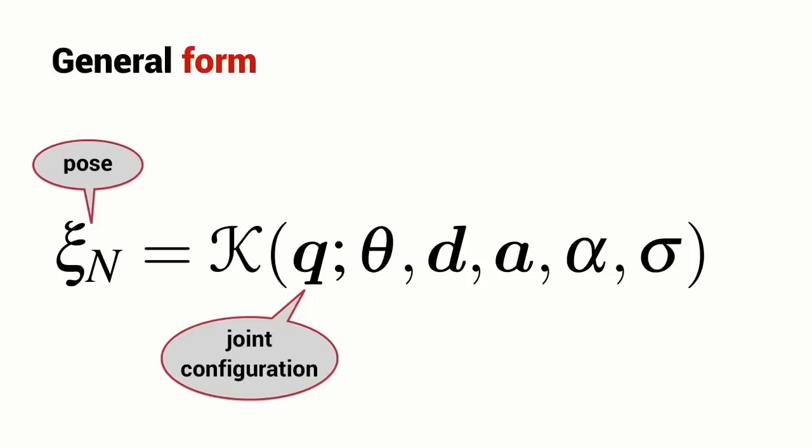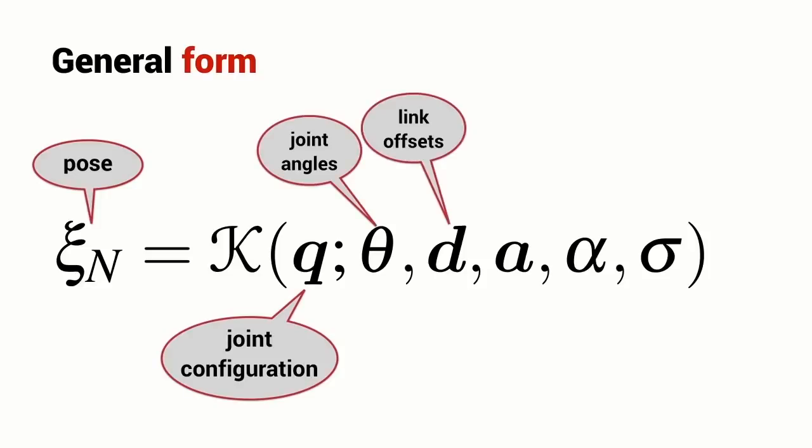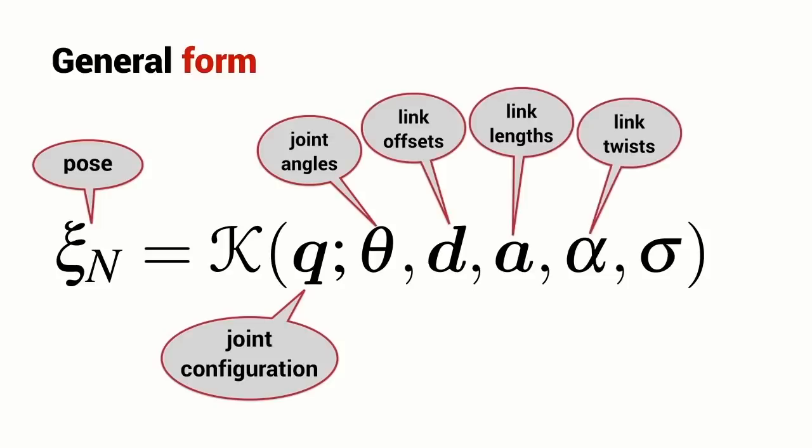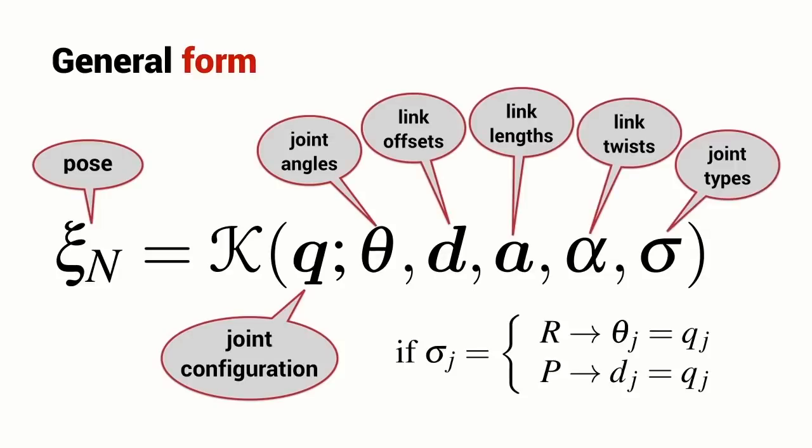So to use a very general mathematical notation, we can say that the pose of an n-joint robot, which I'm going to write as ξ_n, is a function, and the function is K, and K stands for kinematics, a term that we will define concisely shortly, and it's a function of the joint configuration. That's the vector q of the n joint variables, and they might be angles or they might be lengths in the case of a sliding joint, a vector of joint angles θ, a vector of link offsets d, a vector of link lengths a, and a vector of what are called link twists α, and a vector of joint types σ.